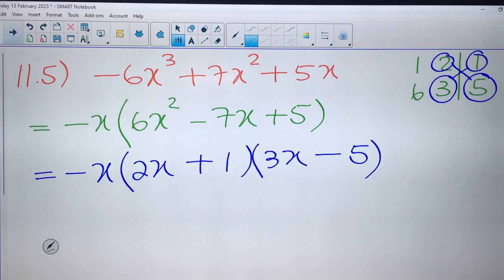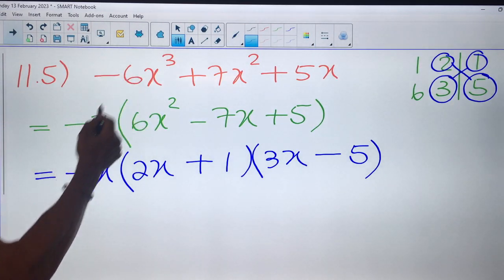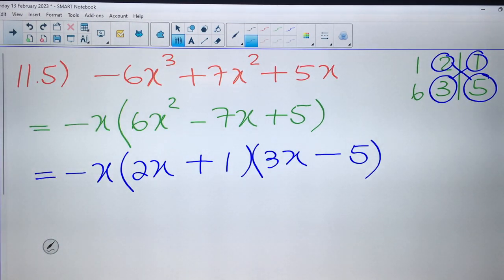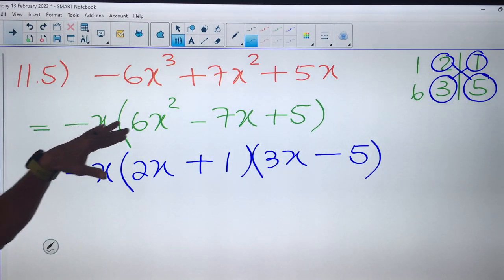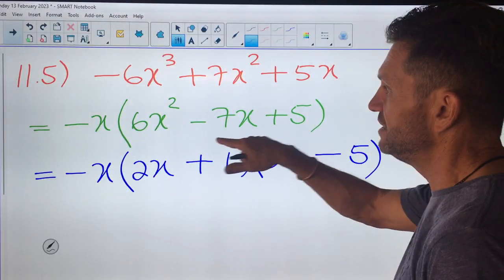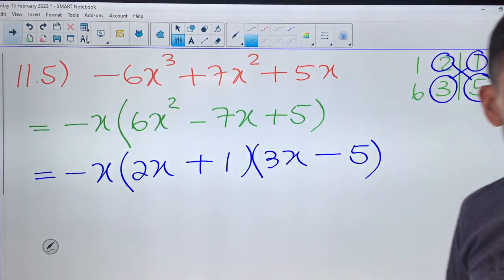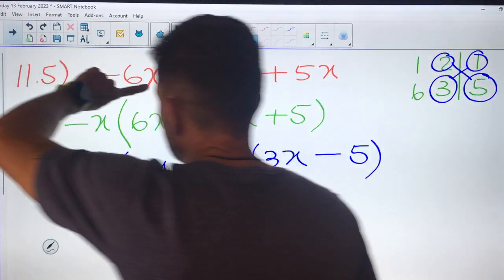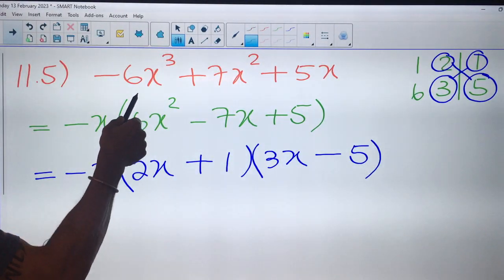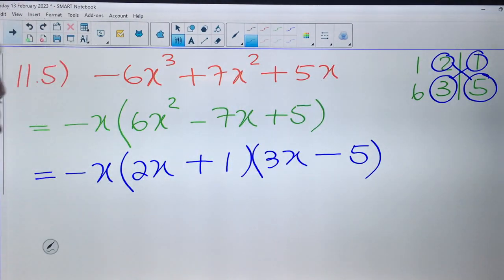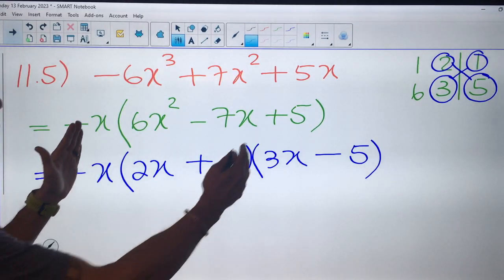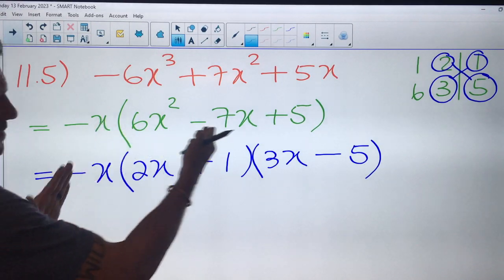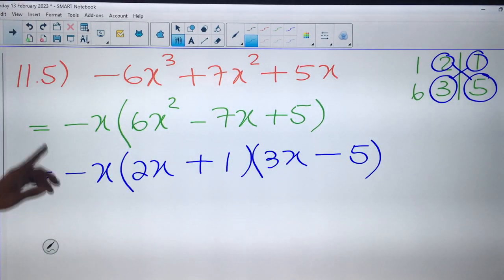11.5. You tried something here. If my highest power has a negative in front, I remove a negative as a common factor. That is an important one to do. Otherwise, you'll be stuck with negatives in here in the first one. That will make it extremely difficult to factorize. So I remove a negative as a common factor, but I also remove x because there's an x cubed, x squared, and a single x. So I'm removing x as a common factor. So the minus x stays in front. Now I only have to consider the expression inside the green bracket.